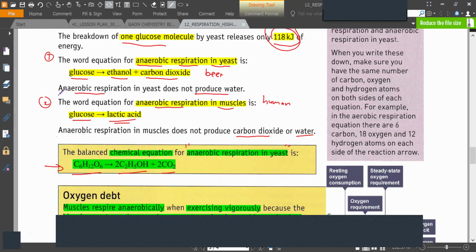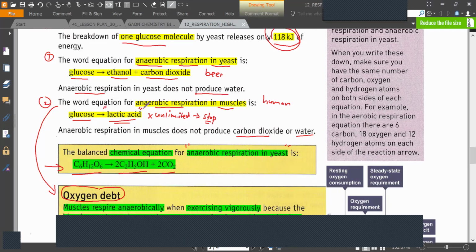Next, for anaerobic respiration in muscles, what actually happens there? Glucose produces lactic acid. This process can give us energy, but it is not unlimited. It has to stop after some time. Why? Because we are building up an oxygen debt. So what is the oxygen debt? It is the oxygen that we are lacking.